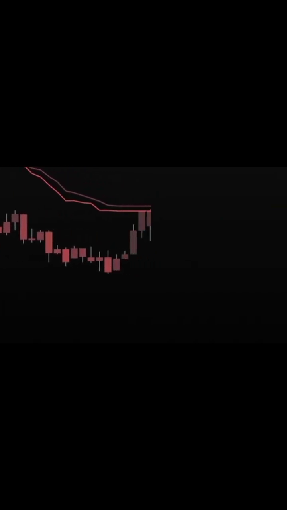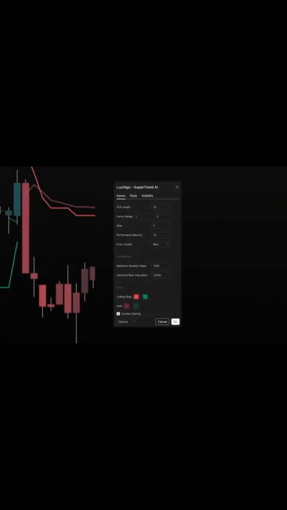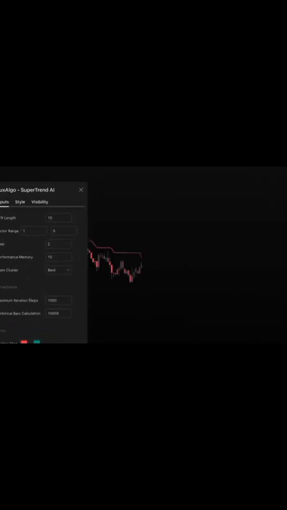Now that you understand the features of the indicator, let's quickly break down some of the most important settings available. The ATR length acts as the foundation for all super trend calculations, determining how responsive the indicator is to price movements. A shorter length sharpens sensitivity, allowing faster reactions to price changes, while a longer length smooths signals, filtering out market noise and reducing false triggers.